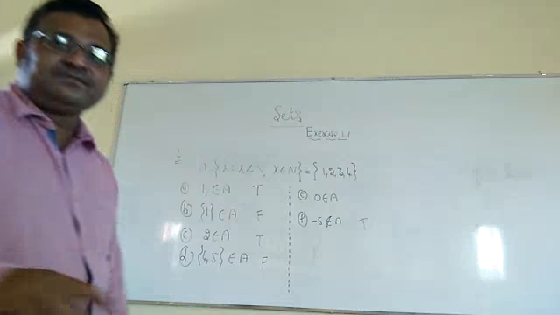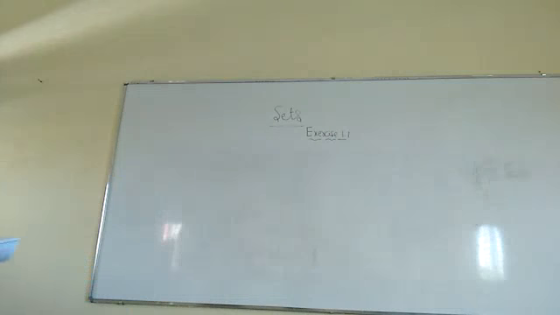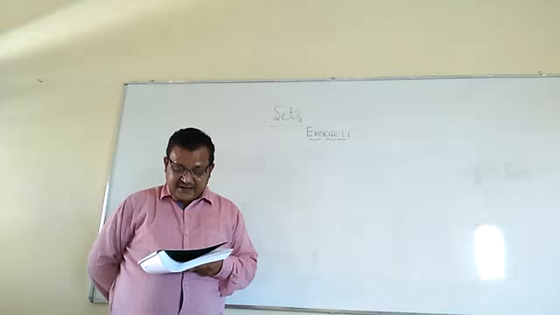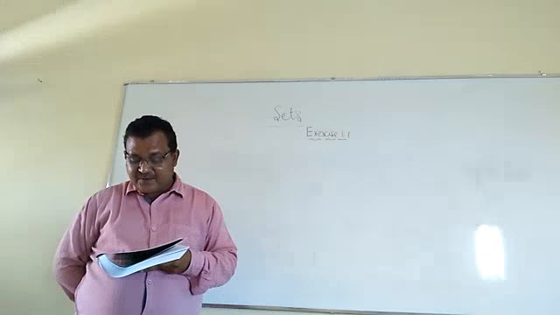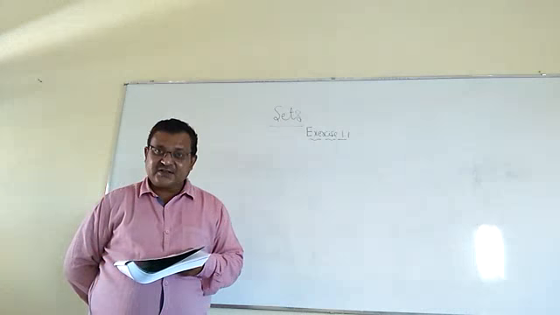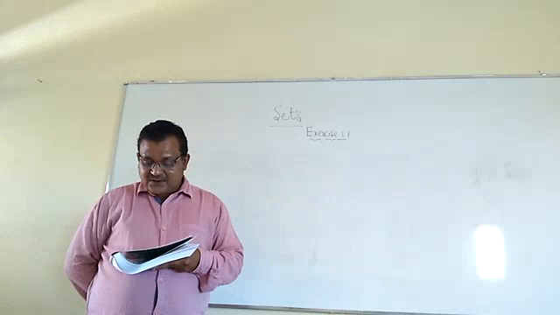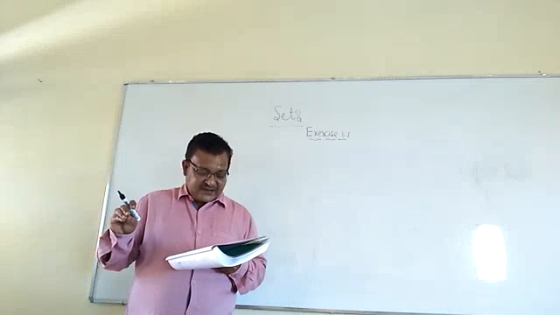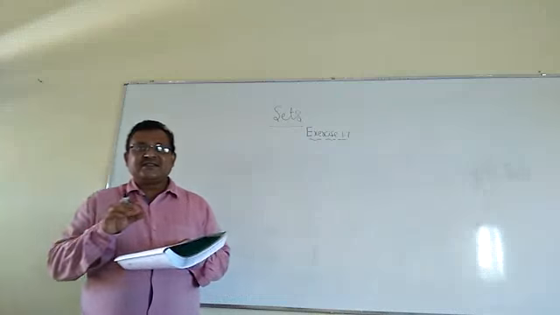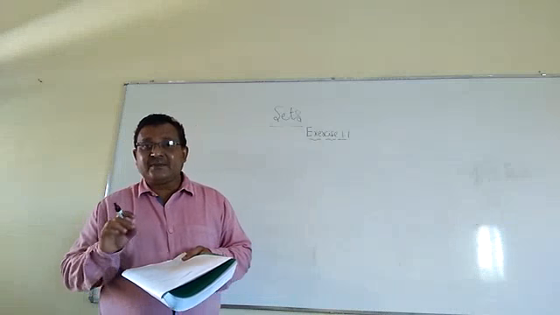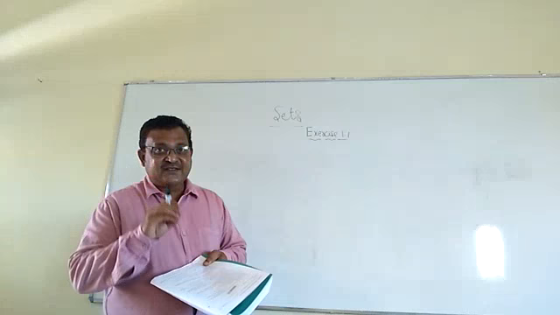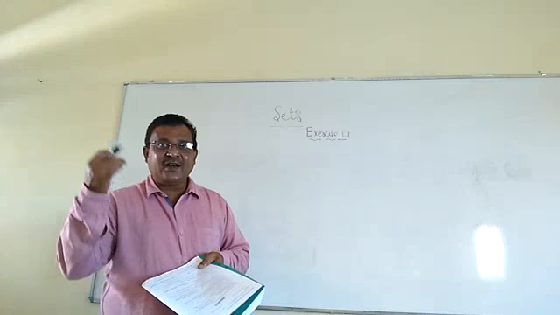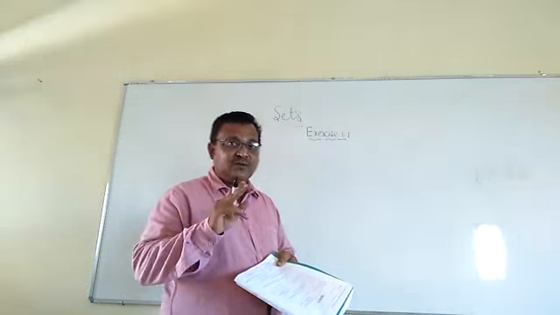Next is the fifth problem. Here the given statement is: write the following sets in tabular form, tabular meaning roster form, and also in set builder form. Here the sets are given in description method. Those description method sets we have to write in tabular form, that means in roster form, and also in set builder form. In both methods we have to write.